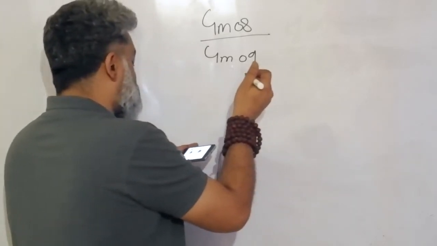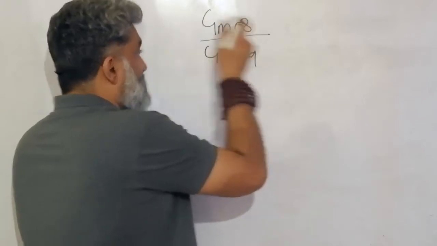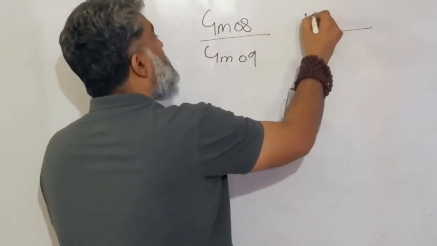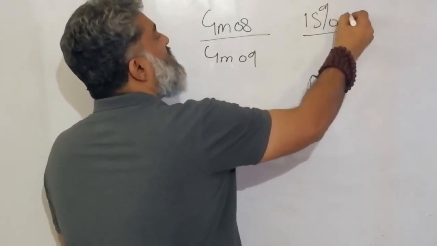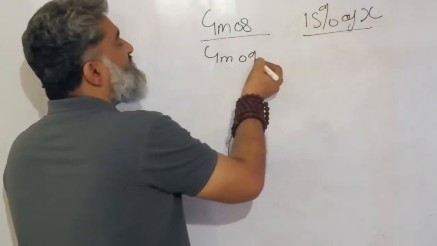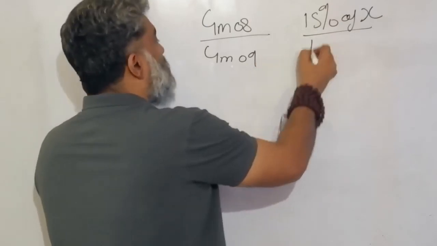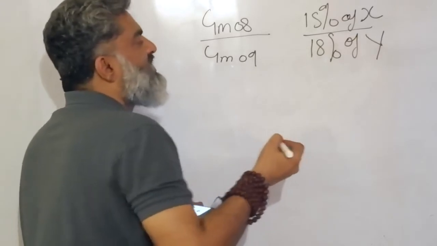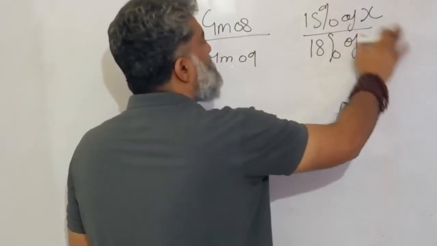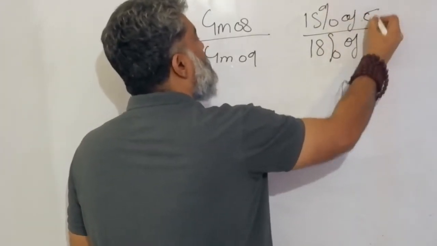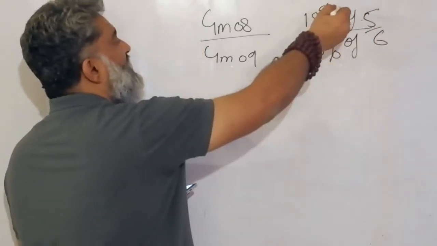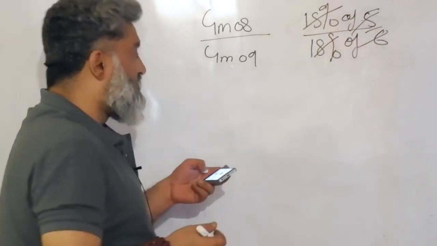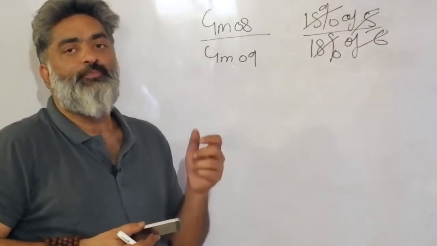Let me look at GM's value. GM's value in 08 is 15%, of what? Of X. And GM's value in 09 is how much? 18%. Of what? Of Y, Y being the second pie chart. And I just figured out that the ratio of these two values is basically 5 by 6. So once again, I can just simplify my values and figure out the answer. That I will leave up to you.